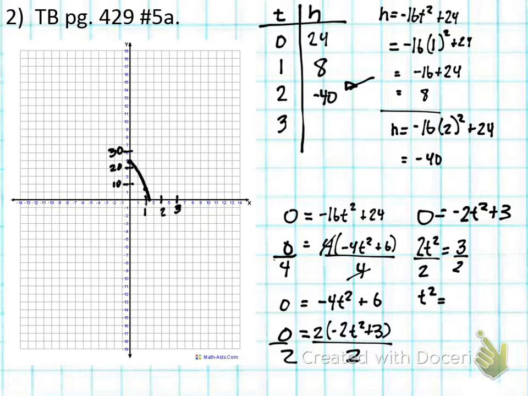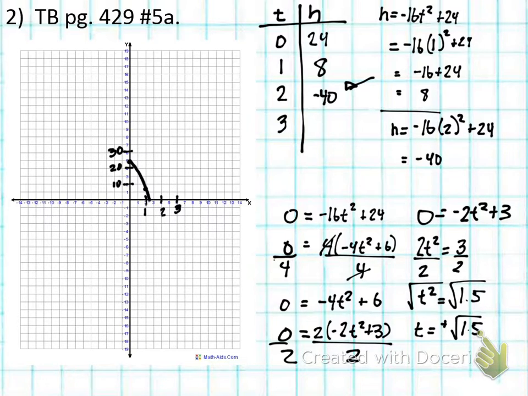What's 3 divided by 2? It's like saying 1.5, right? Take a square root of both sides. So t is equal to positive and negative square root of 1.5. Now I got a question for you. Can we ever have a negative time? No. So should I put a negative sign there? No, let's take out the negative sign. So that's your answer, square root of 1.5.